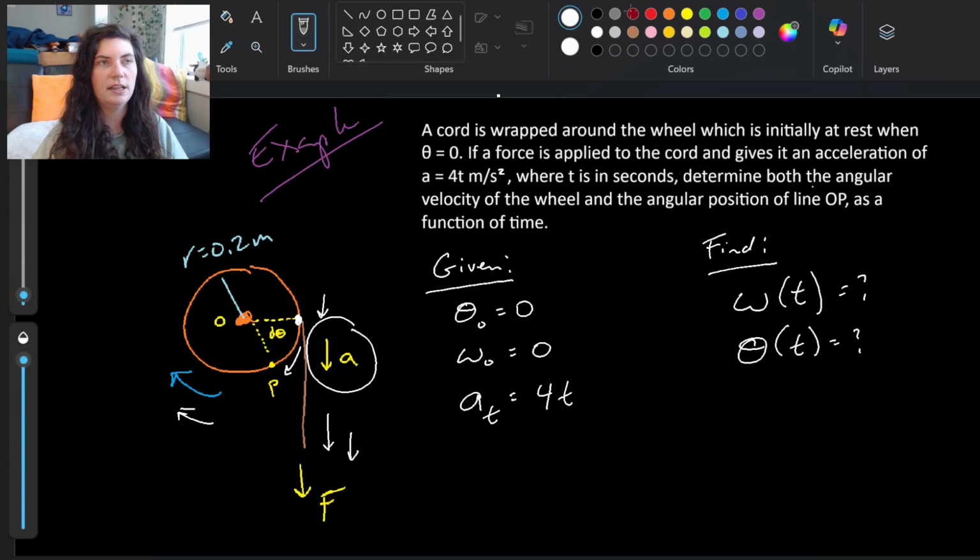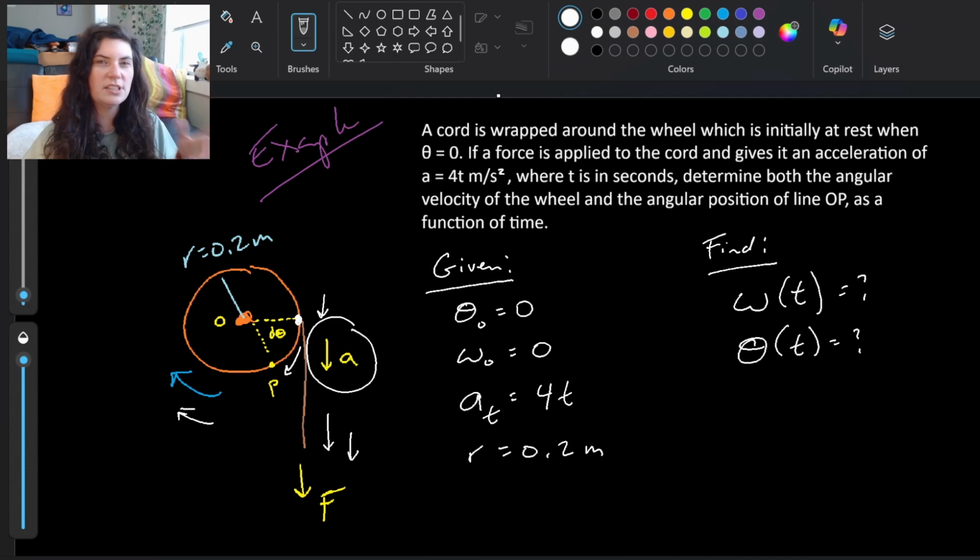And then let's see, did they give us anything else? Not explicitly stated in the problem statement, but if we look at our diagram, we do see that this wheel has a radius of 0.2 meters. So I'm going to mark that down in my givens just because it may come in handy. We may want it as we work through this problem. So we're given a tangential acceleration. We're trying to find angular velocity and angular position.